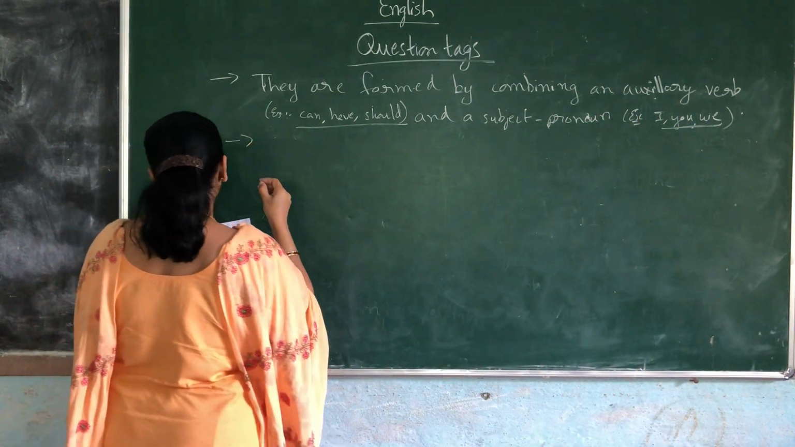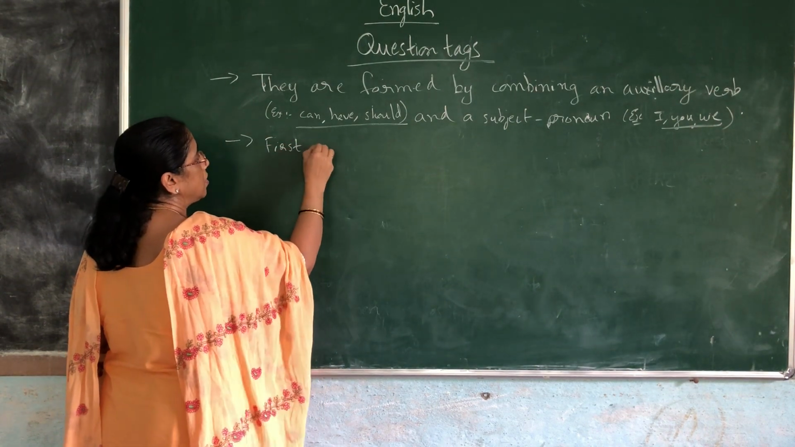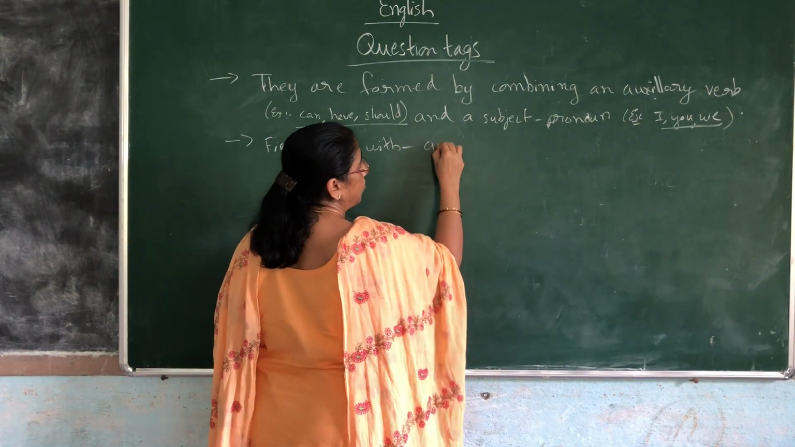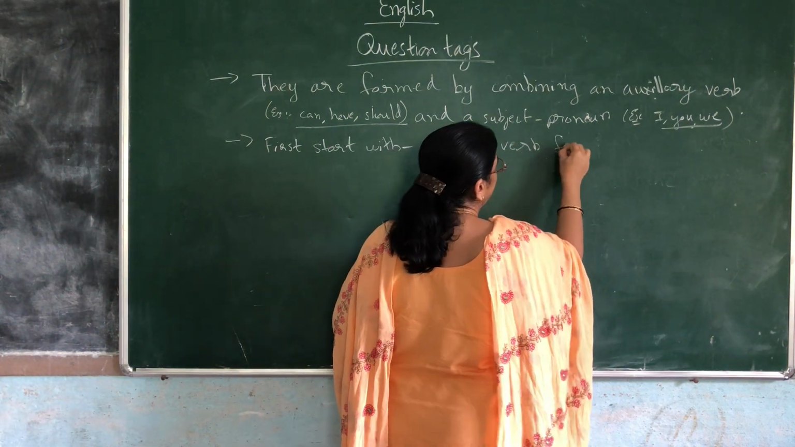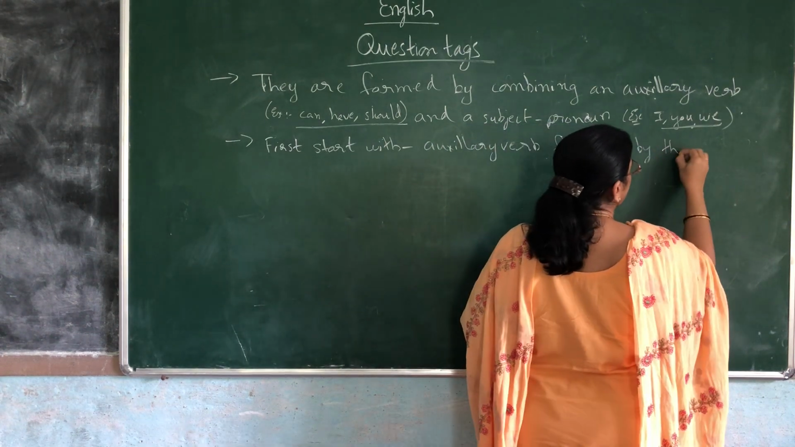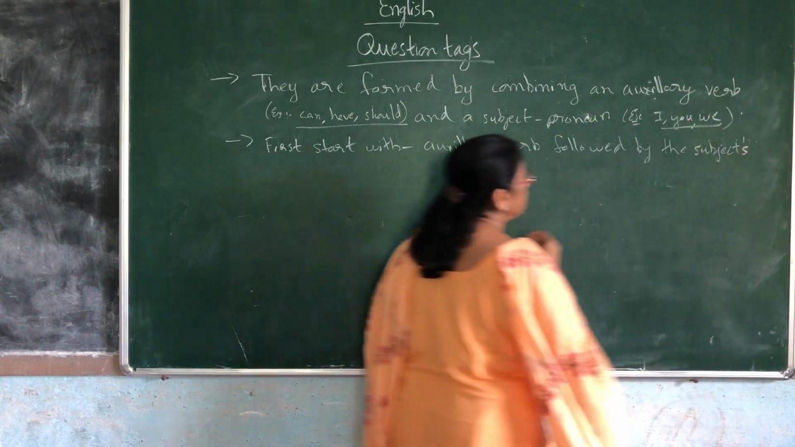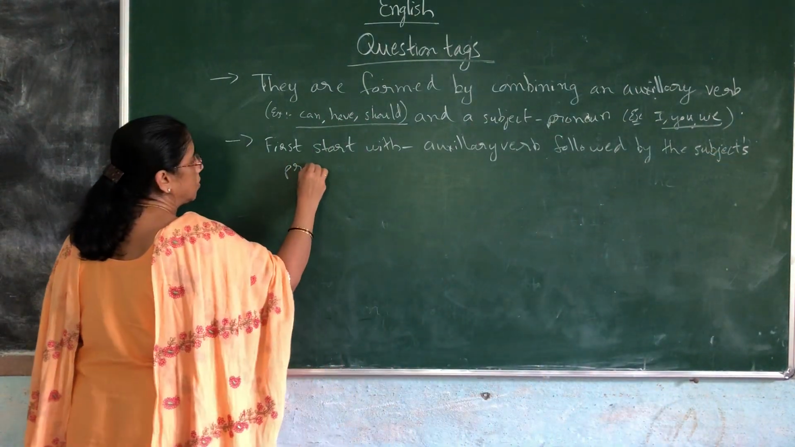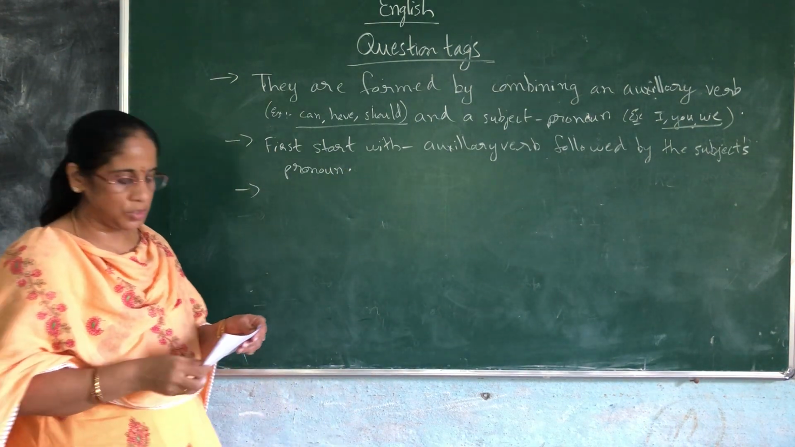So next, coming to what we should do. When you start a question tag, the first word should be an auxiliary verb, followed by the subject's pronoun. Generally a pronoun should be used in the question tags. I hope you understood it here.